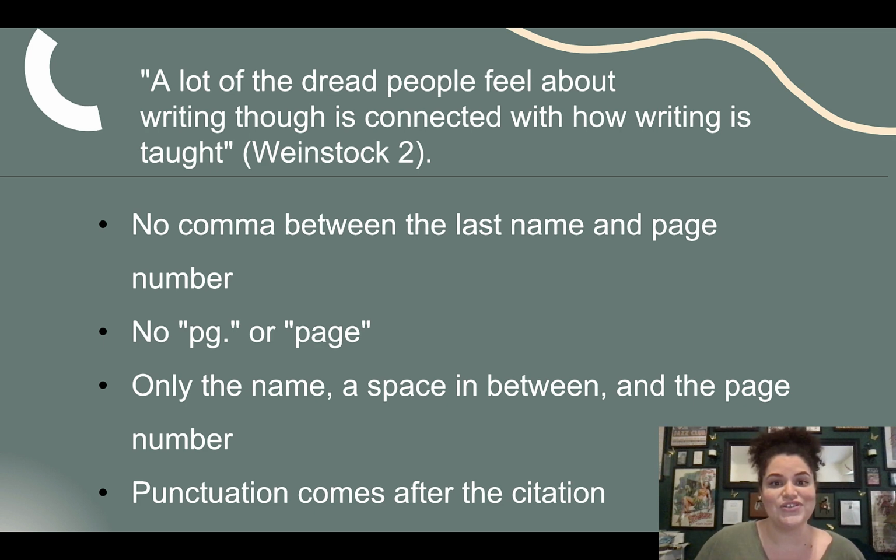Also, I want you to notice where the period is in this example. When you are incorporating an in-text citation in the sentence, punctuation will always come after the citation, okay? Students often make the mistake of putting the period at the end of the quote. So here they would do, with how writing is taught, period, end the quote, and then the citation. That is incorrect. When your sentence is using an in-text citation, the ending punctuation comes after the citation. Hopefully that makes sense.